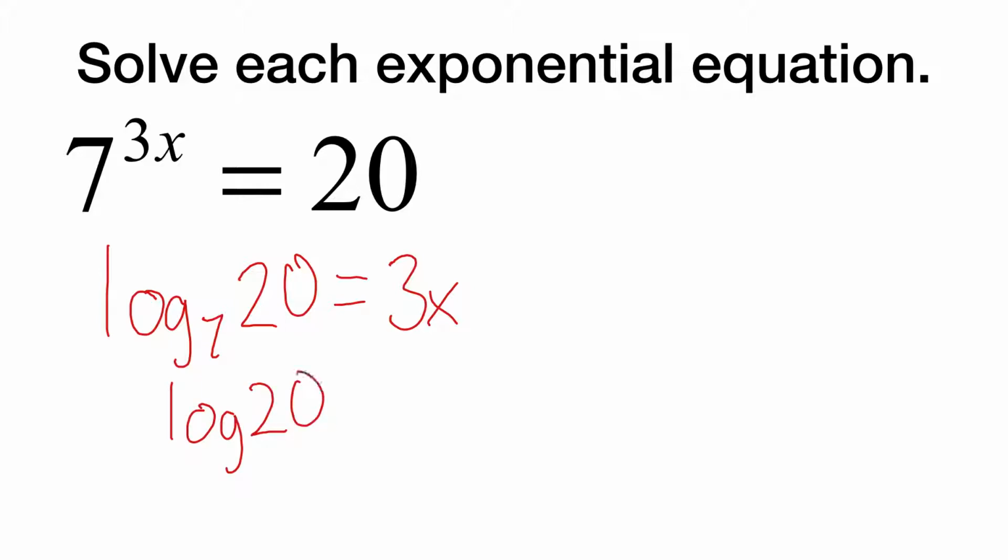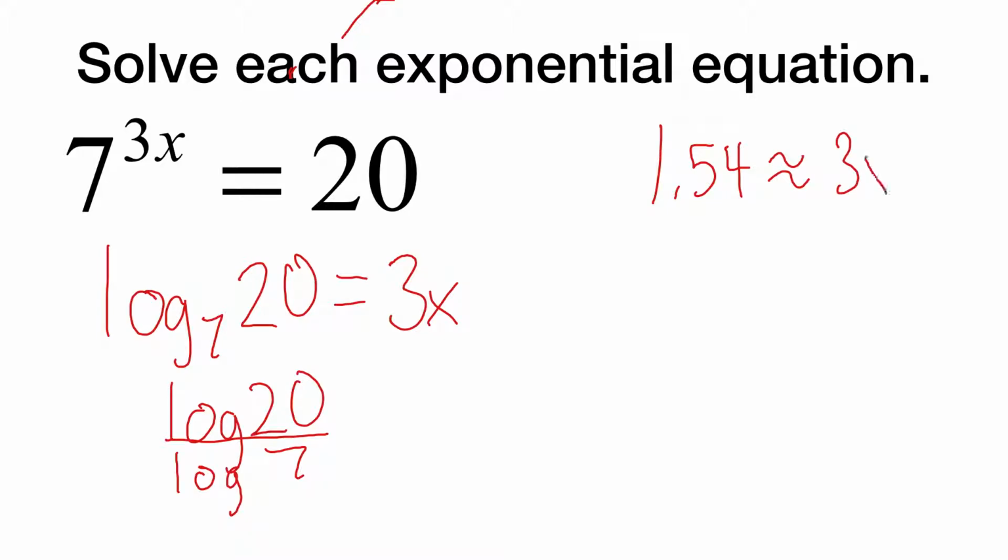First we have to figure that part out. So log 20 over log 7. So log 20 in parentheses over log 7. That gets us the number 1.53, 1.54 once we round up. So that is approximately 3x. At which point when I divide by 3, I end up getting 0.513 is approximately x.